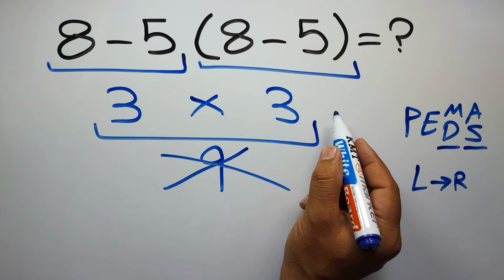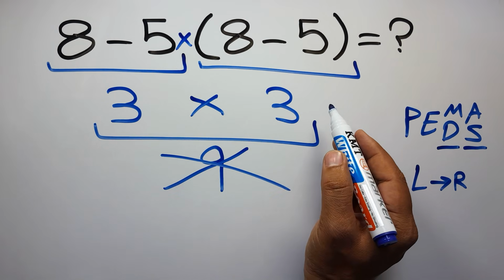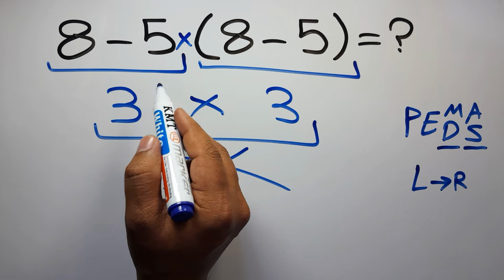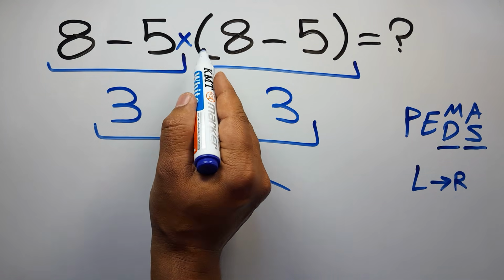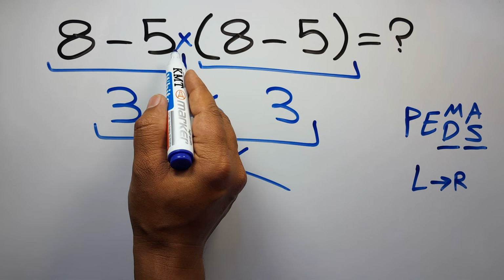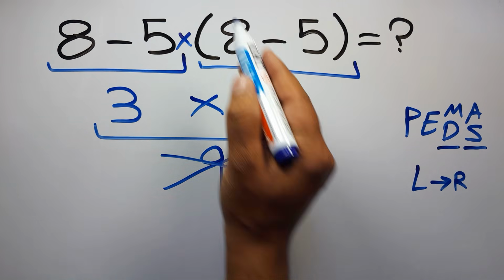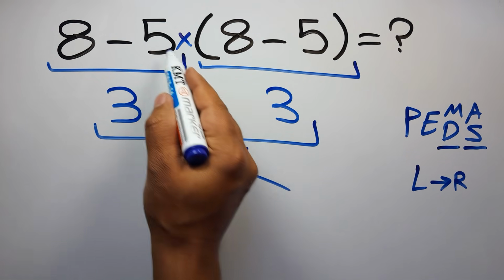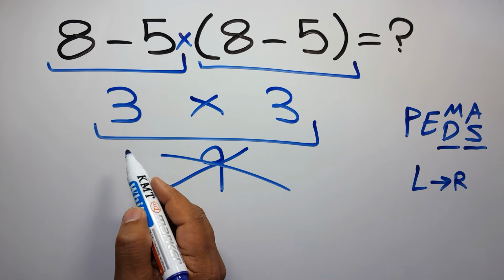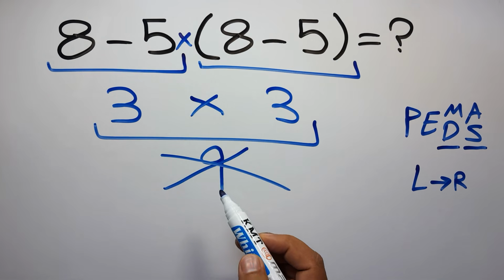In this expression, we have one subtraction, one multiplication, and one parenthesis. Inside this parenthesis, we have one subtraction. Here we have a multiplication because in mathematics, when a number is placed next to parentheses, it means multiplication. And we usually don't write the multiplication sign for brevity. Okay? So according to PEMDAS, first we have to do this parenthesis, then this multiplication, and finally this subtraction. If we do this subtraction before this multiplication or this parenthesis, it is wrong.